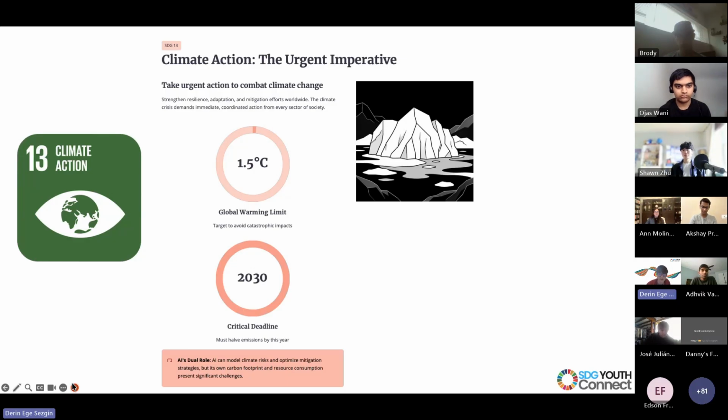And AI's dual role in this is very important. AI can model climate risks and optimize mitigation strategies. But on the other hand, AI's own carbon footprint and resource consumption through energy and water present significant challenges. The energy comes from the sheer amount needed to train and process billions of queries every day through AI, and the water consumption comes from the excessive amount of coolants needed to manage those AI systems and AI data centers.